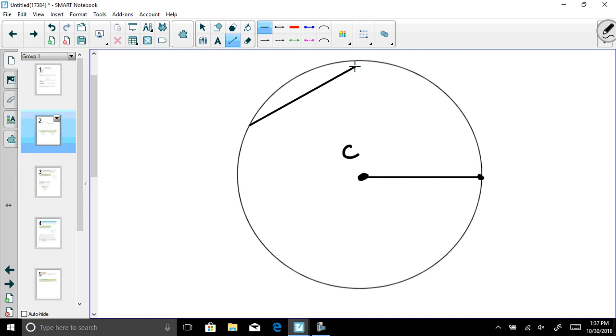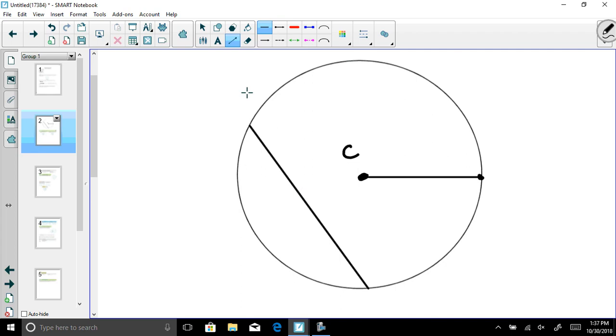I could go over here. That'd be an endpoint on the circle. I could go this direction. That would be on the circle. I could go through the center. That's going to come up here. I could go somewhere over here. So any of these examples would work for a chord. This is a chord I've drawn here.